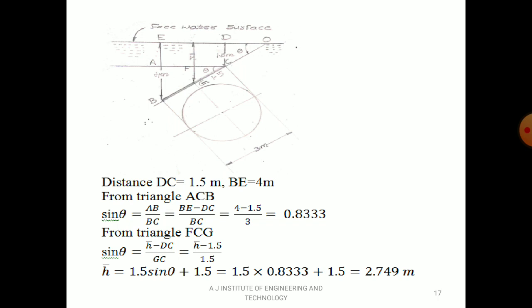Now what is FG? FG equal to, total is H bar minus DC. So H bar minus DC, what is DC? DC is 1.5. So sin theta equal to H bar minus 1.5 divided by 1.5. Therefore H bar equal to, just cross and multiply, 1.5 sin theta plus 1.5. The sin theta value we already obtained as 0.8333. So H bar equal to 1.5 into 0.8333 plus 1.5, that is equal to 2.749 meter. So that is H bar.